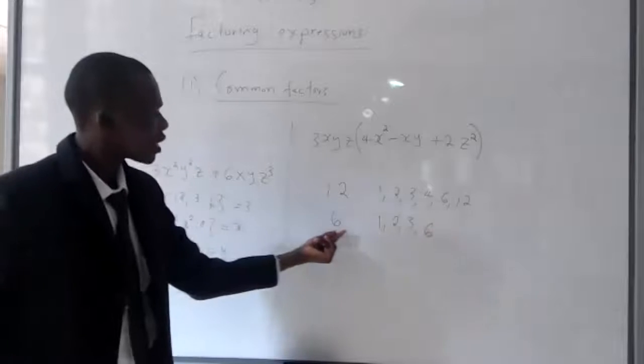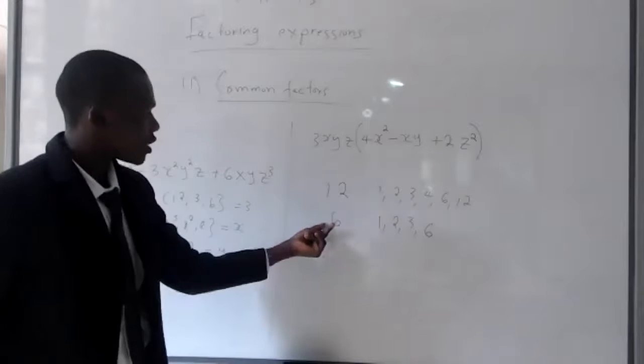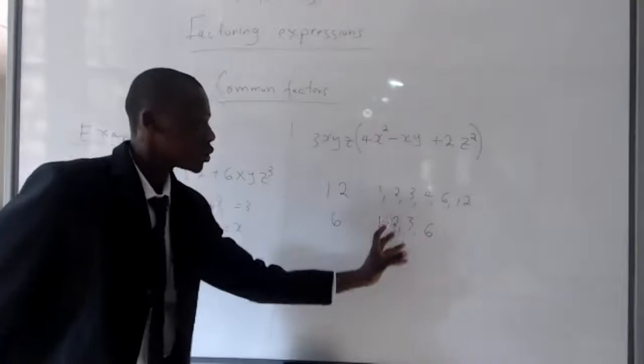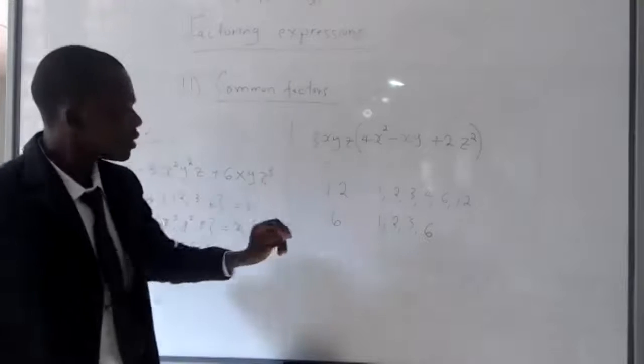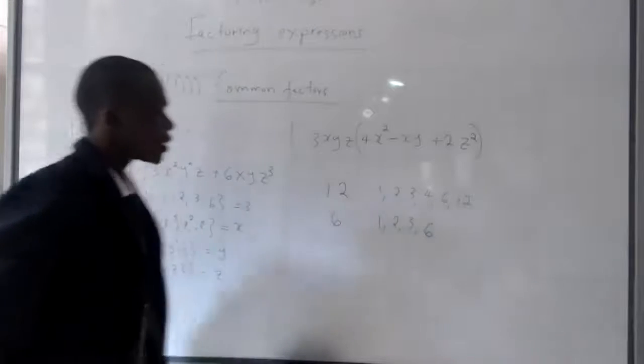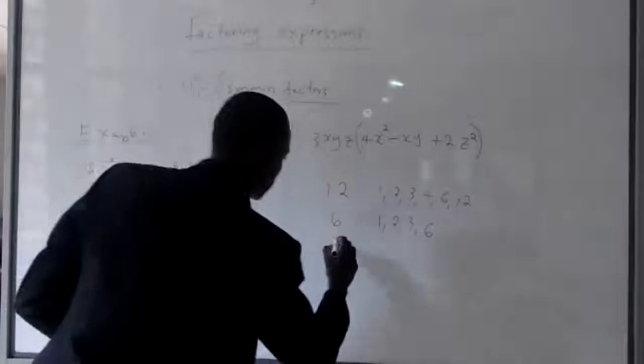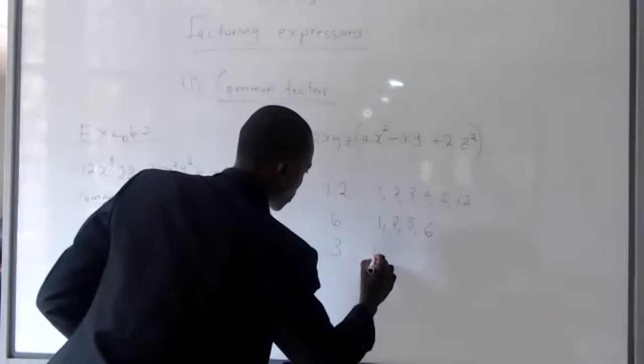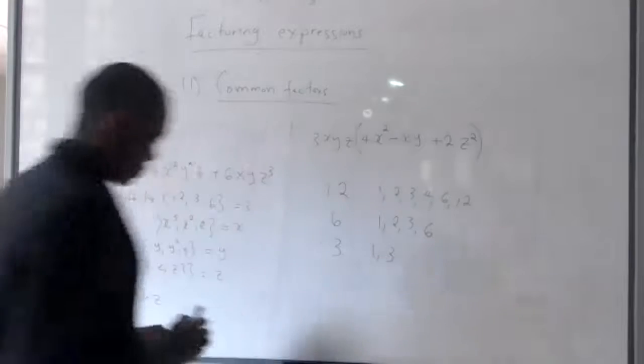So you can write 6 as 1 times 6. You can write 6 as 2 times 3 or 3 times 2. Multiplication is commutative. You can write it as 6 times 1. And then lastly, the factors of 3 are just 1 and 3.